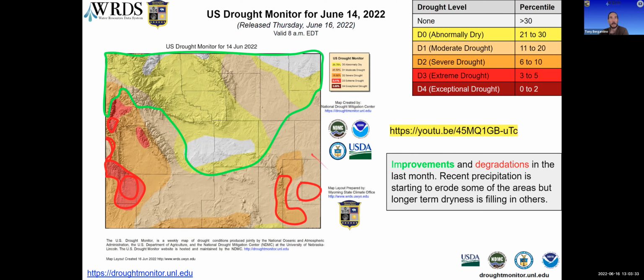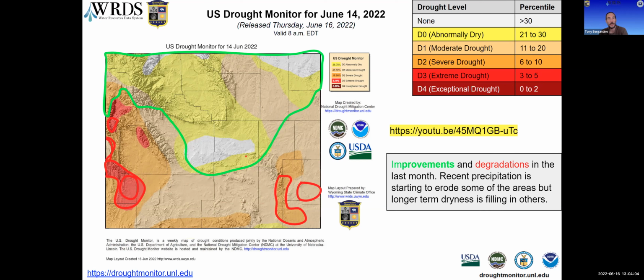You can see a little bit of a pattern on this map. We'll start with the red, which indicates one or more categories of degradation since the last webinar. We're seeing a few areas down here, mostly in the southern, west central part of the state. These areas did not see as much of the precipitation that we saw through the last 30 days since the last webinar.